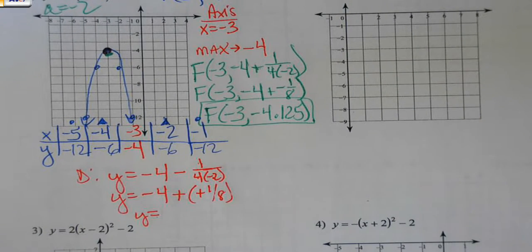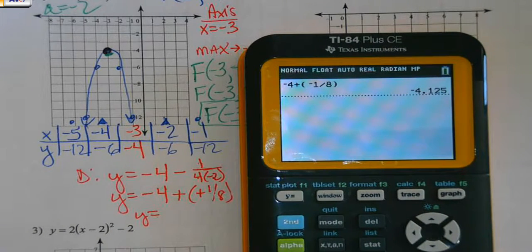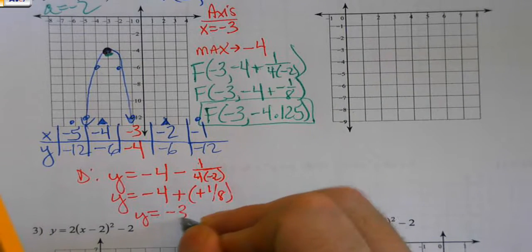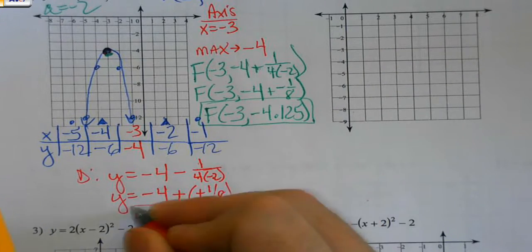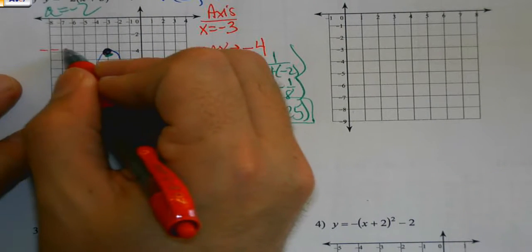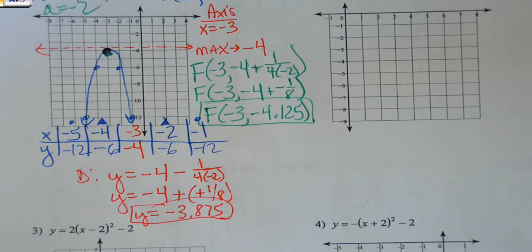So again, if I go to the calculator, if I want to find my common denominator, whatever I want to do, just remember your parentheses when you're dealing with a fraction. So negative 3.875. That's my directrix. So just above the negative 4. A lot of stuff to deal with on a problem, but it's all stuff that's going to give us some practice.